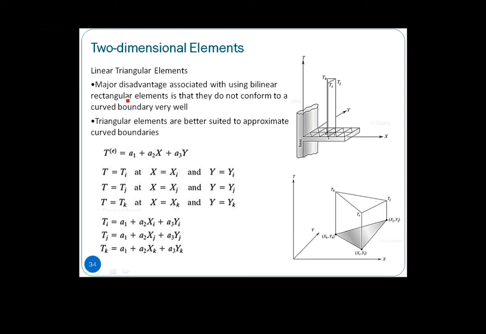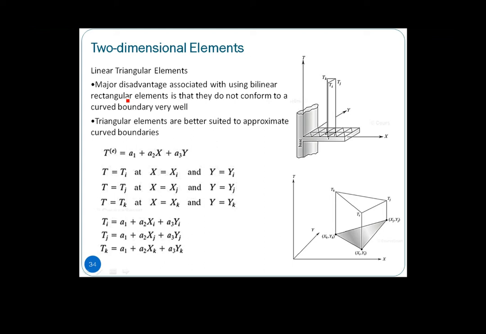Okay, triangular is better suited to approximate curved boundaries compared to quadrilateral or rectangular elements. So if your model, or whatever system is under analysis, has more of a curved boundary, then triangular types of element will be better suited to approximate our problems, rather than quadrilaterals, right?